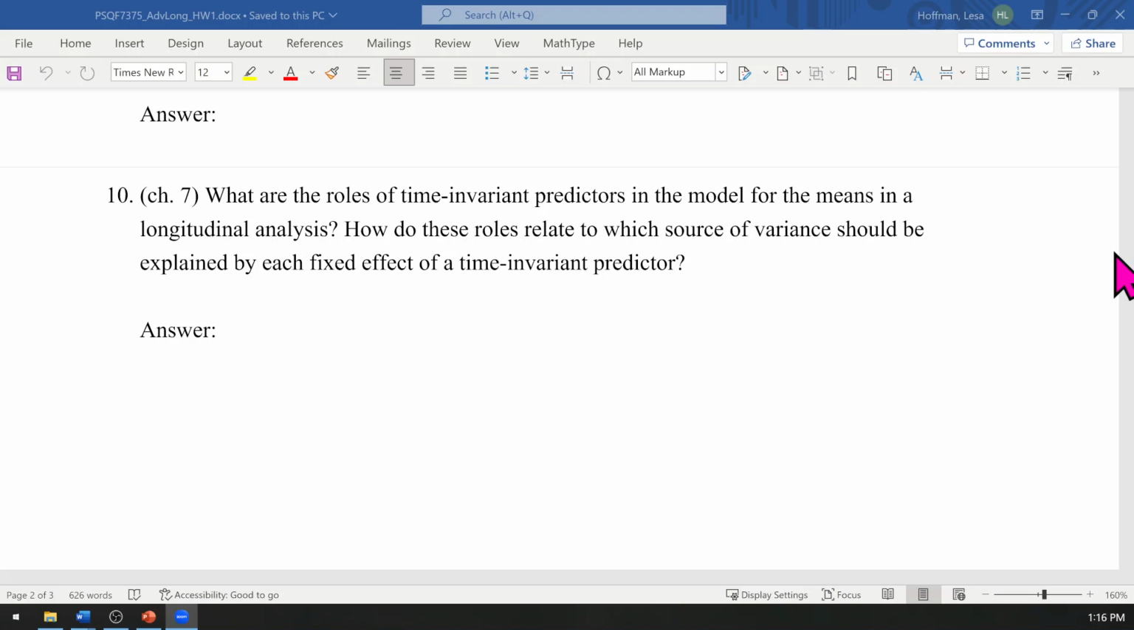Now, if that variance isn't in the model, like if I have a fixed quadratic slope for time and I don't have a random slope variance with it, then it has to explain residual variance instead because there's nothing left.